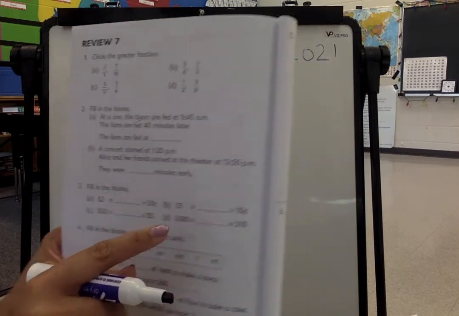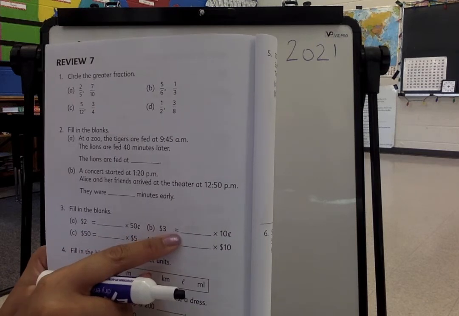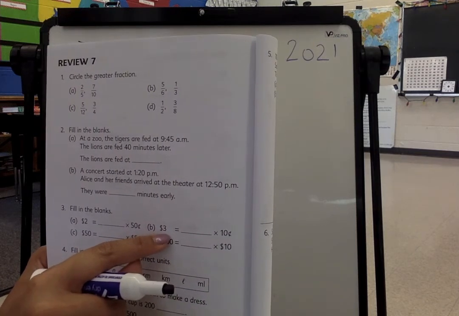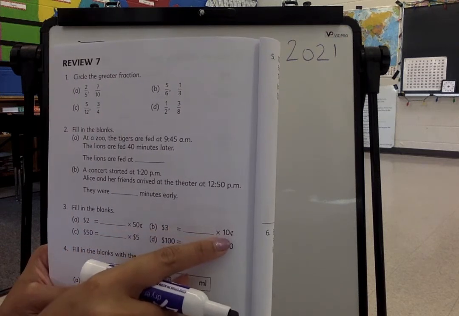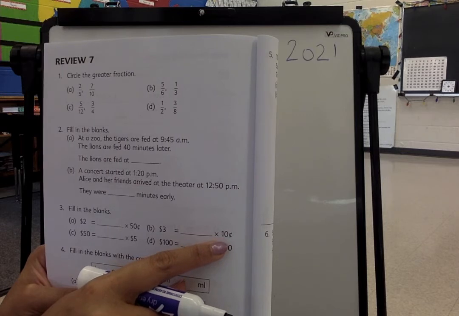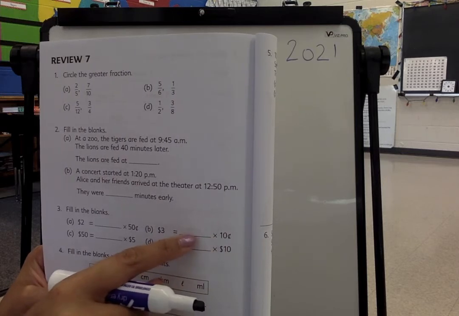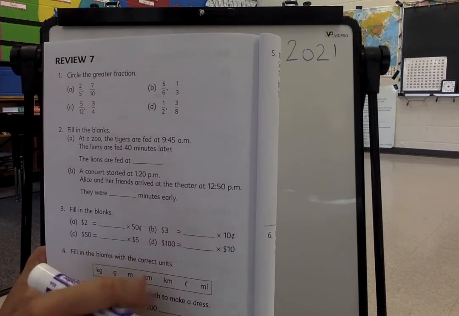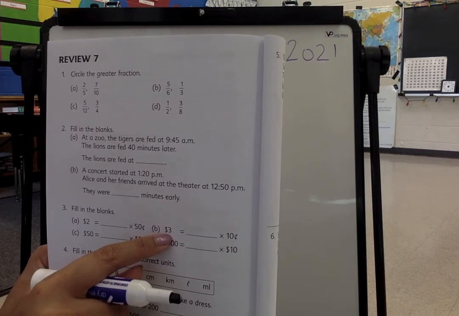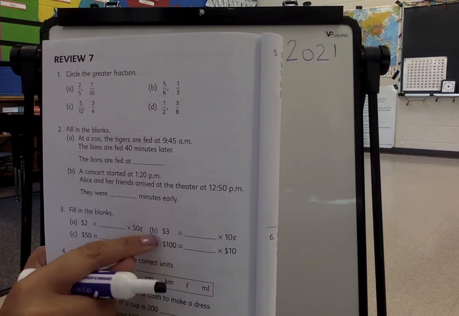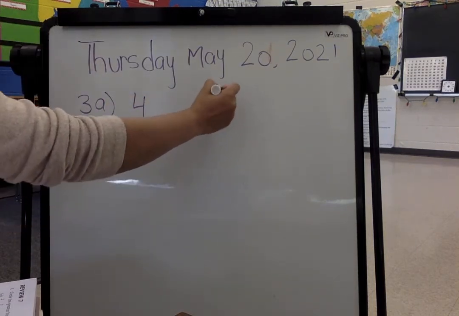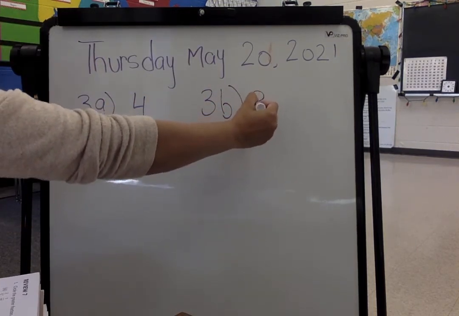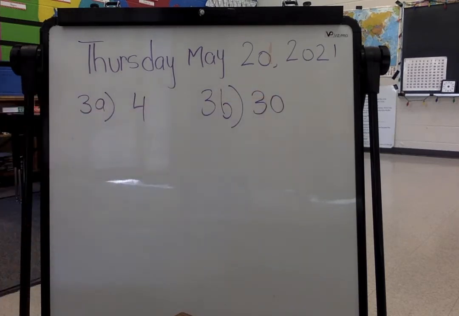Now our next one is you have $3. Our $3 equals, so how would we make $3? So basically they're saying you have equals. So how many 10 cents would we need? So we would need 30 10 cents so that we have $3. Okay, so answer B is 30.